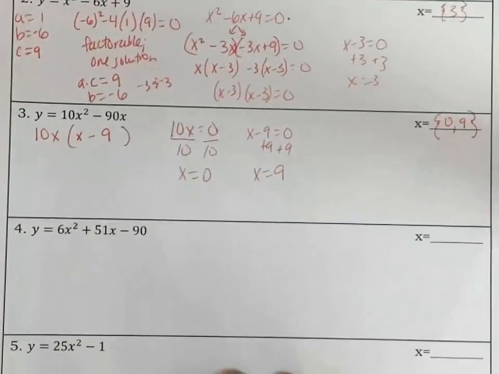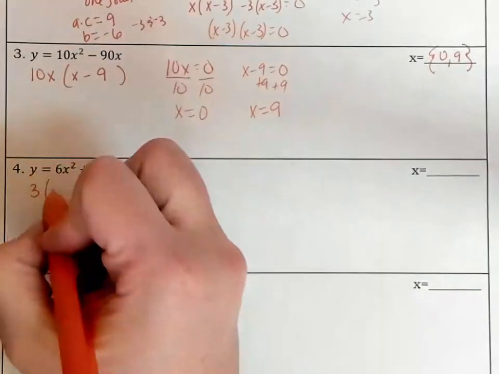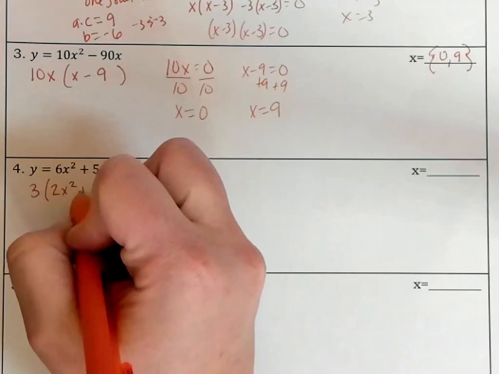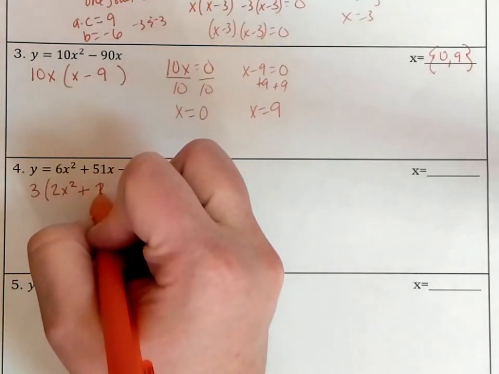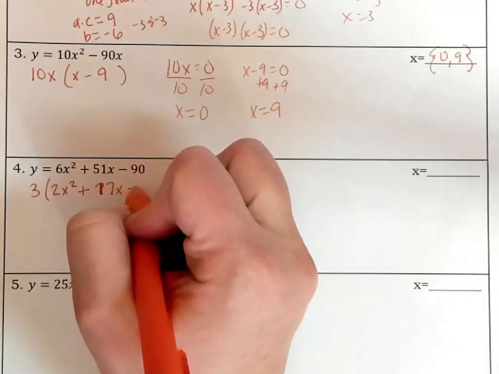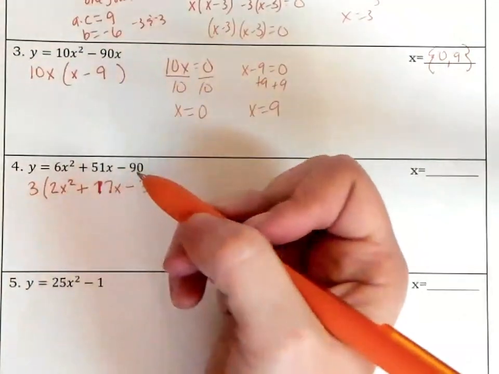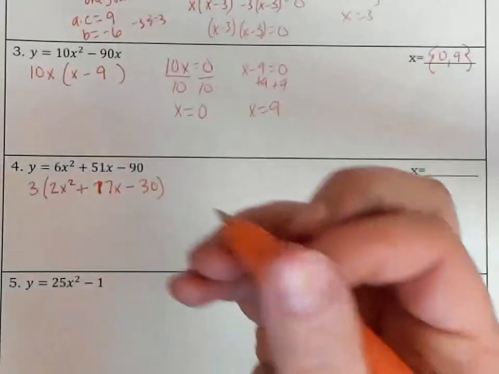Okay. On number 4, here's another example here. On this one, we do have a greatest common factor again, so we need to pull that out. So when I pull out the greatest common factor, I'm left with 2x squared plus 17x minus 30. Okay, and this trinomial is what I'm going to use to check that b squared minus 4ac.